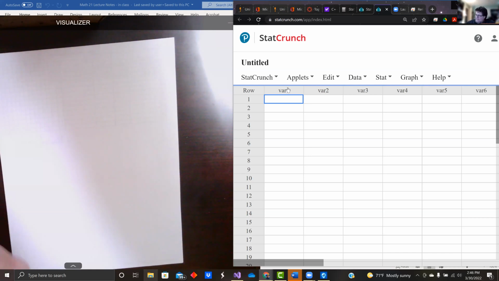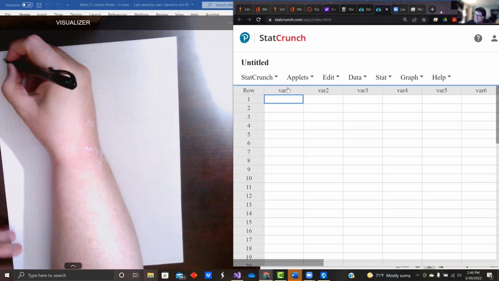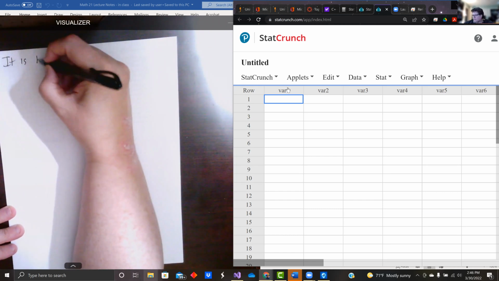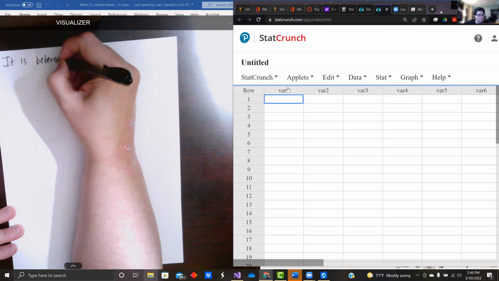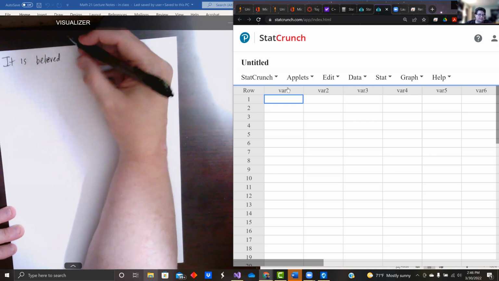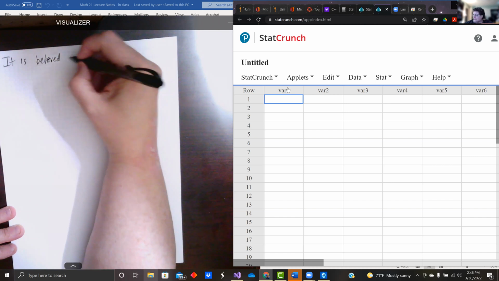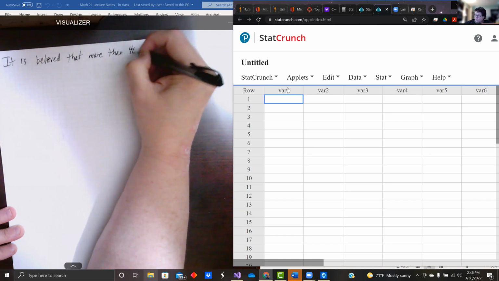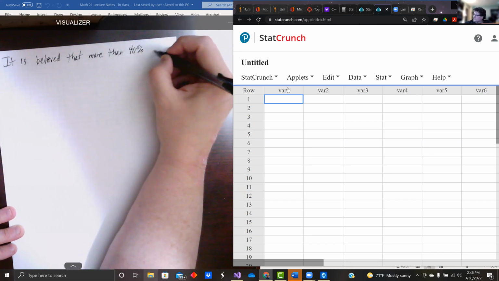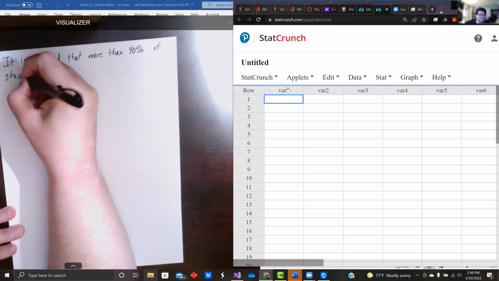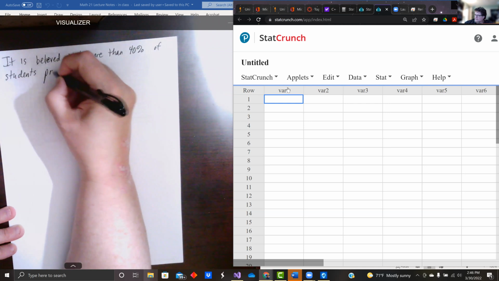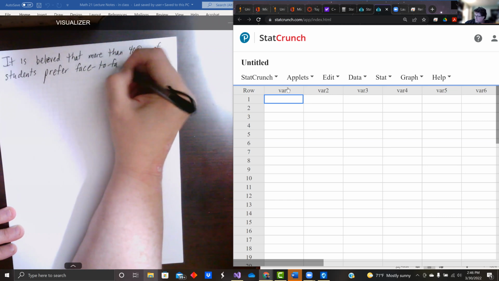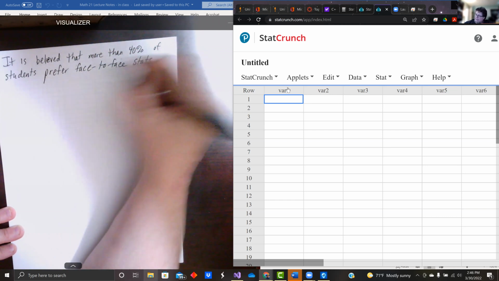So this is relevant. This is from last fall. These are actual numbers from last fall. It is believed that more than 50% of students, scratch that. Let's go with more than 40%. Let's up it a notch. It is believed that more than 40% of students, or lower it a notch, depending on how you look at it, prefer face-to-face stats classes over online classes.